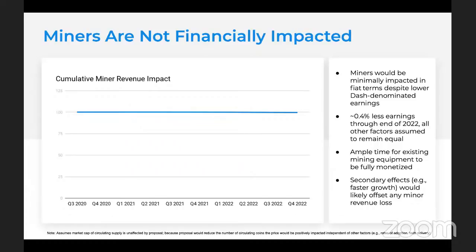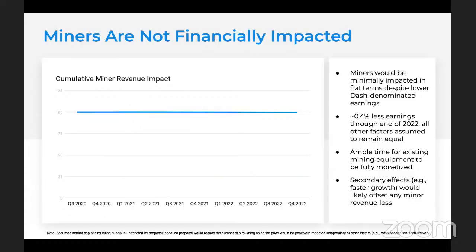But if you assume that the market cap of our circulating supply is effectively fixed as these changes take place, what you find is that at least for the next couple of years, the increased demand for Dash that would accompany a growth in our masternode count would more than offset the declines in rewards that miners would have, the reduction in rewards that miners would experience during this couple of year period. I plotted this on a smaller scale so you could see the changes, but I think it illustrates the point a little bit more by zooming out to 100%, cumulative miner revenue impact on an index of 100.